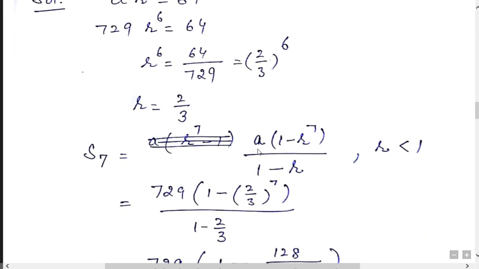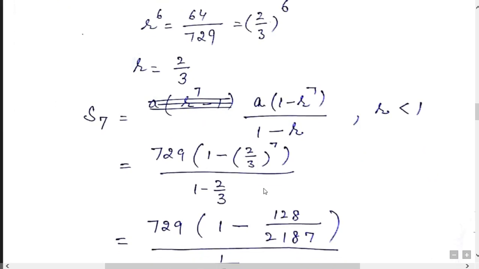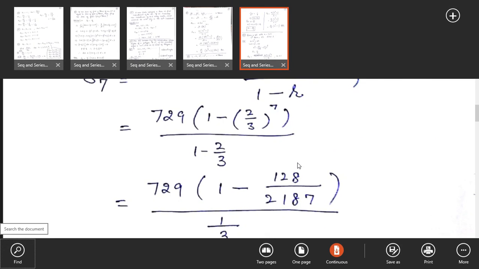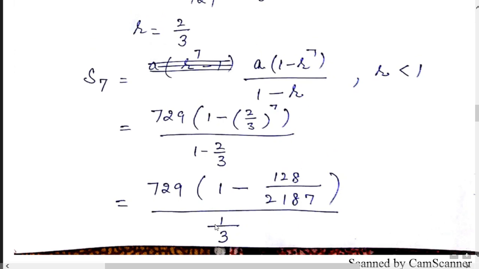Now S7, A into 1 minus R raised to power 7 because the value of R is less than 1, divided by 1 minus R. Insert the value of A and R. 2 over 3 raised to power 7, it's 128 divided by 2187. 1 minus 2 over 3, it's 1 over 3.